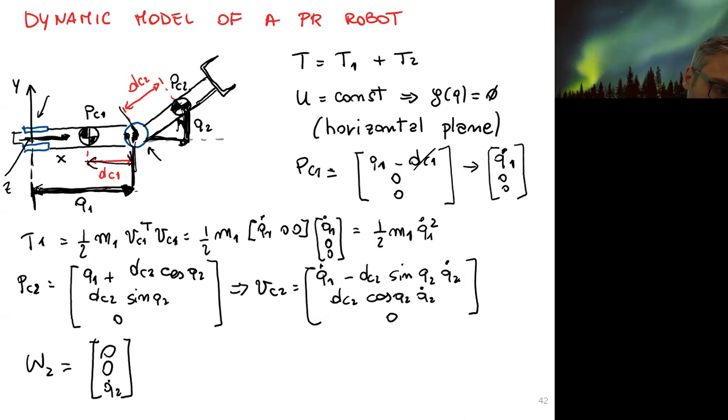Q2 dot. Very good. Okay. So the axis is aligned, it's a vector aligned with the z axis, with magnitude Q1 dot plus Q2 dot. Okay.